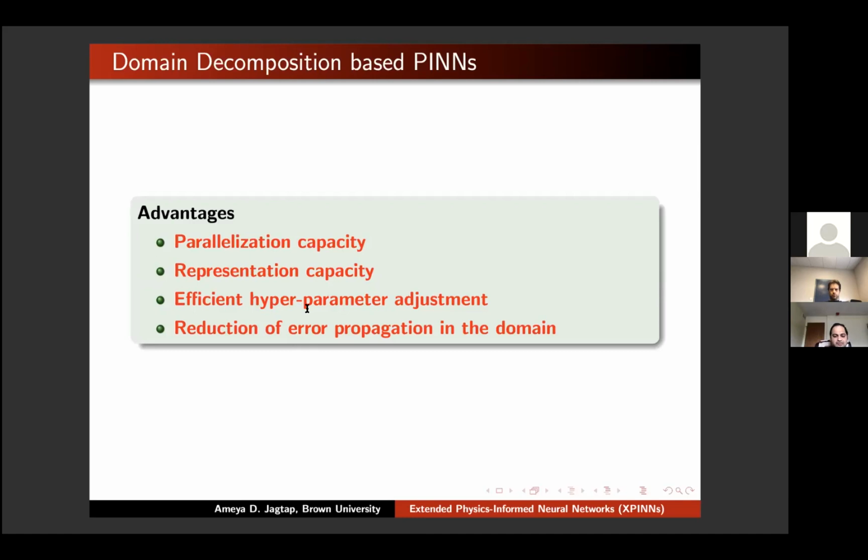And the fourth one is we have seen that there is a reduction in error propagation in the domain, because we are actually adding an additional interface condition inside the domain. So that's the reason there is a reduction in error propagation.